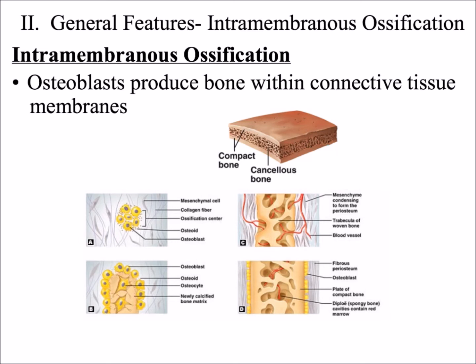And the way that the process works is this. You have connective tissue membranes on each side of this area right here. And within the middle part of these connective tissue membranes, cells spontaneously become osteoblasts. And they make bone. And then they make more bone, until eventually you have what we call a flat bone.